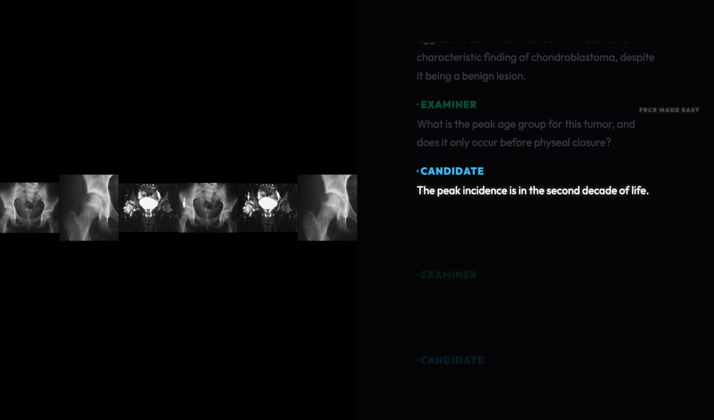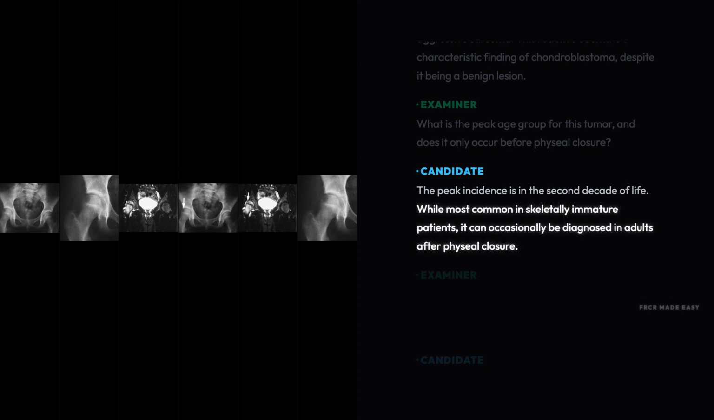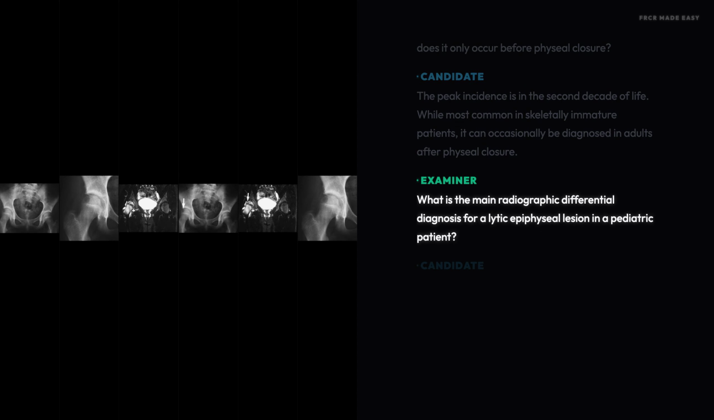The peak incidence is in the second decade of life. While most common in skeletally immature patients, it can occasionally be diagnosed in adults after physeal closure. What is the main radiographic differential diagnosis for a lytic epiphyseal lesion in a pediatric patient?